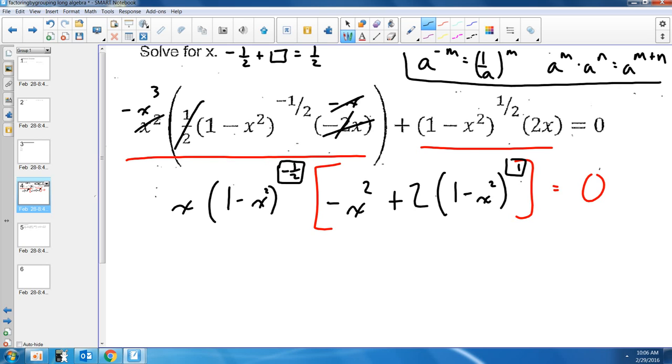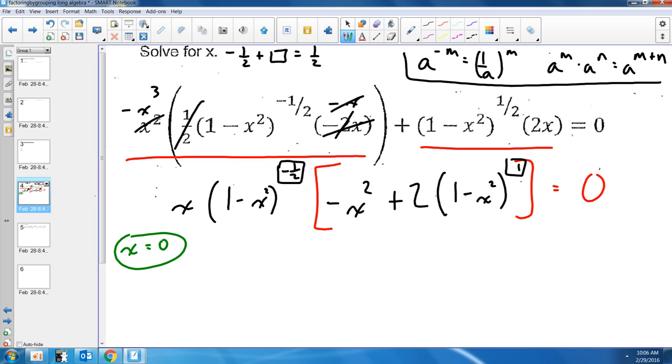Now I have it in a way that it's multiplying things equaling 0, which means any of those factors can equal 0. Any of these three factors can equal 0, and that's solving for x. So, for example, x equals 0. I look in the original. Can x equal 0 as you go through? Sure, why not? That's one of my answers.